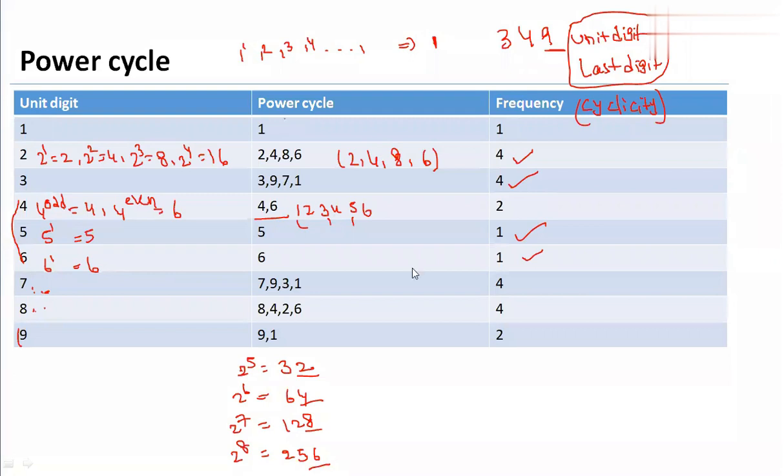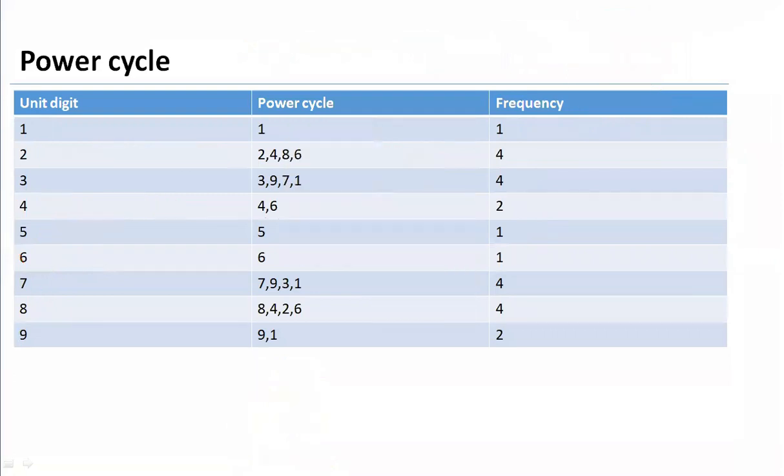I'll give a complete shortcut. Please check it out. For 1, you need not bother. For 1 power anything is equal to 1, so the frequency is 1. Next, for 2, I guess you can remember it well: 2, 4, 8, 6. Next, for 3 also you can remember. It's not that difficult because we are familiar with 2 and 3 mostly for calculations.